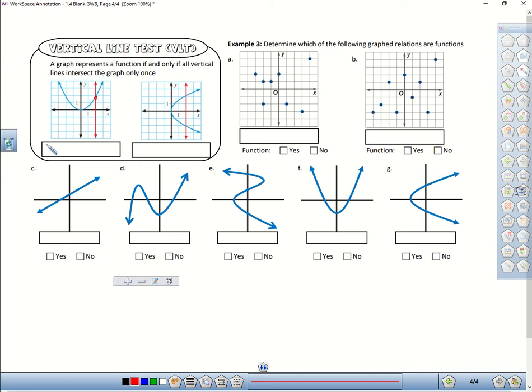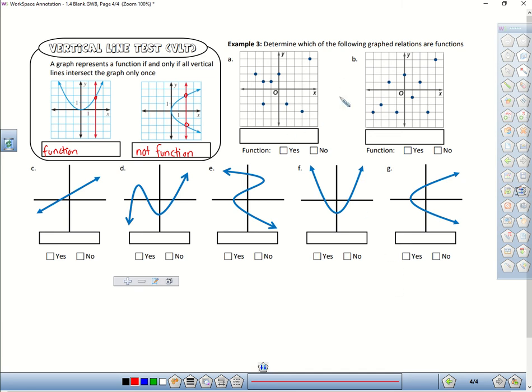So this right here is a function. This is a quadratic function actually. And this right here is not a function because see how we cross the relation twice with the vertical line. So if you can draw a vertical line anywhere on your graphic representation and it goes through more than one point, it is not a function, even if it only happens once.